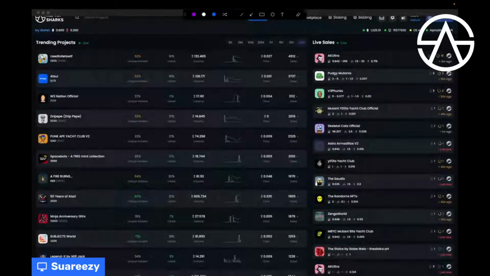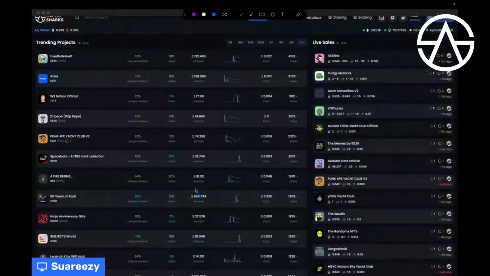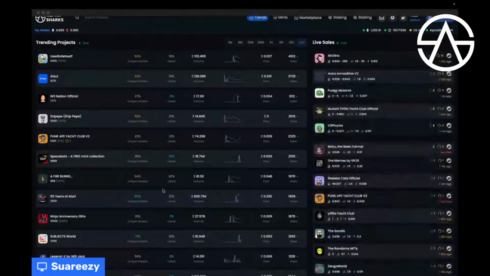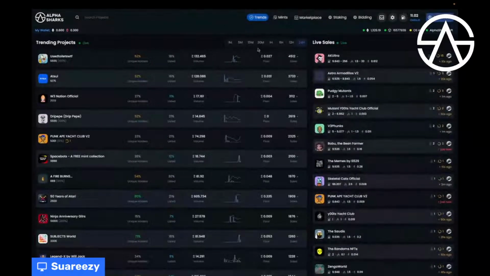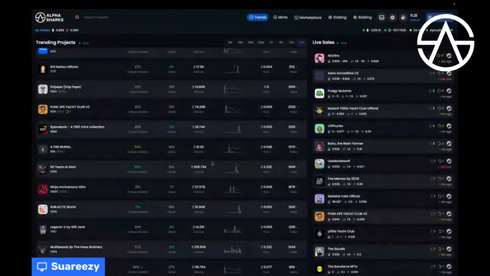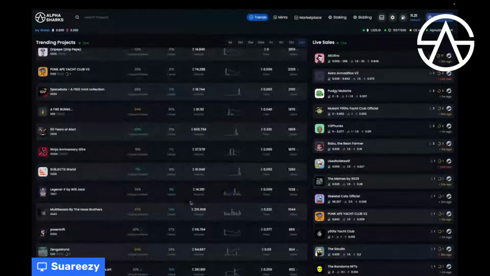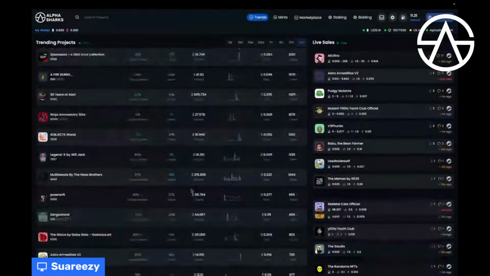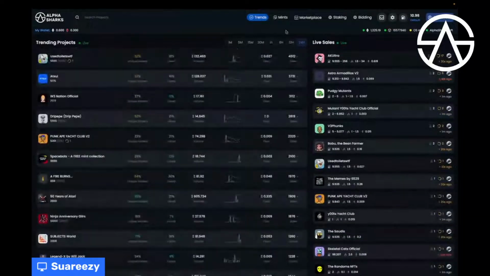We definitely want to take a look at that if it's one of the projects we see on the smaller time frames as well. So 605 ETH is a lot of ETH traded. Anything with triple-digit ETH volume, we're definitely going to want to take a look at.